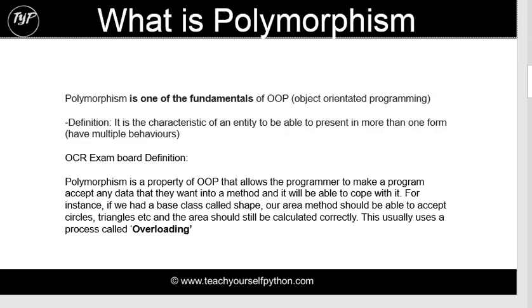So this is a definition of polymorphism. It's one of the fundamentals, a pillar of object-oriented programming, and it's the characteristic of an entity to be able to present itself in more than one form. In other words, have multiple behaviors. Feel free to pause the video to read the OCR exam board definition.